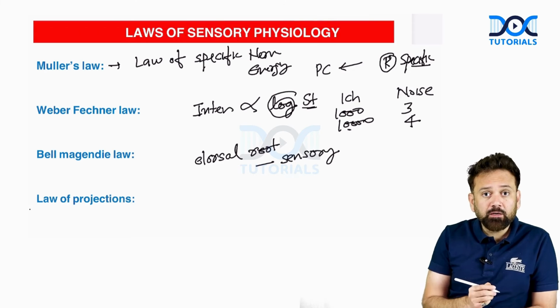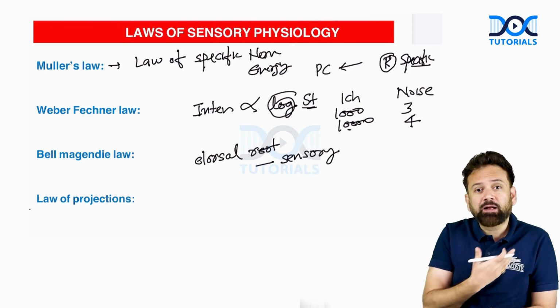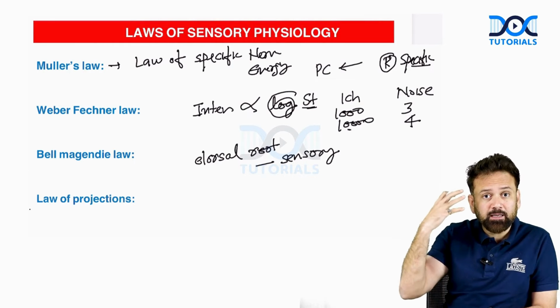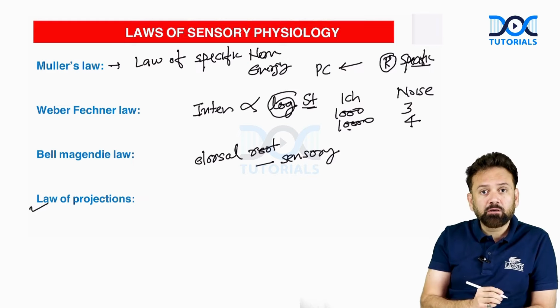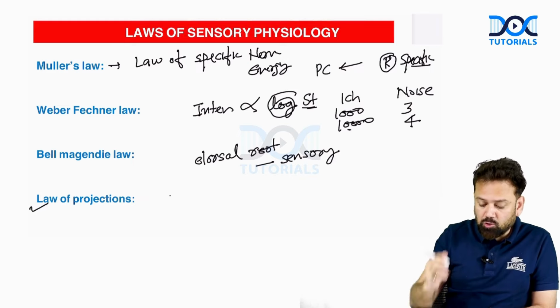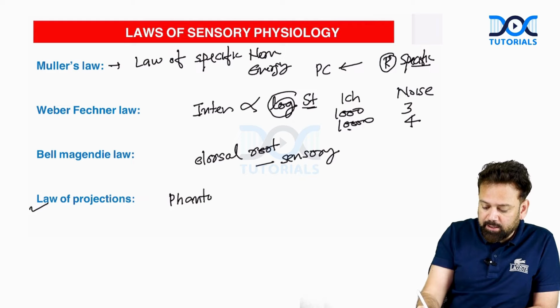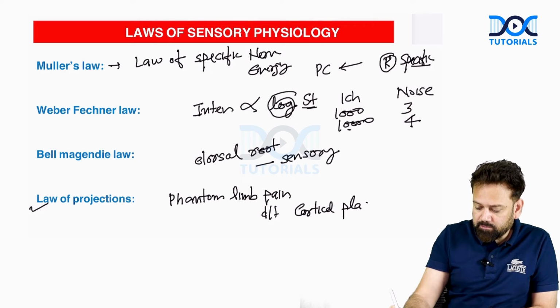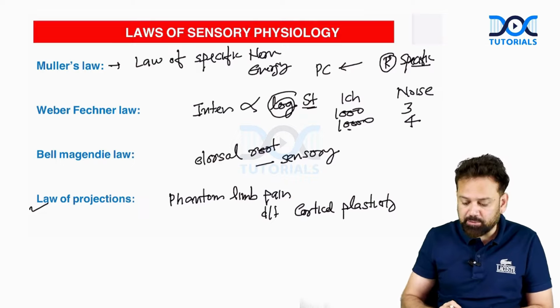And law of projection: even after amputation of hand or limb, there is some pain because of cortical plasticity. It is called as law of projection. Brain will project that. It is called as phantom limb pain. And what is the reason? Due to cortical plasticity. So these are the laws which they ask in the examination.